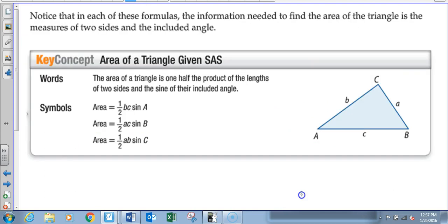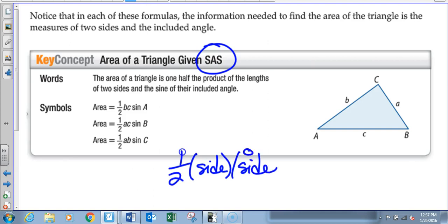All right, last one. The formula for finding the area of a triangle given two sides and an angle, or a way to find two sides and an angle, is 1/2 the length of a side times the length of the other side times the sine of the included angle. It has to be the included angle.